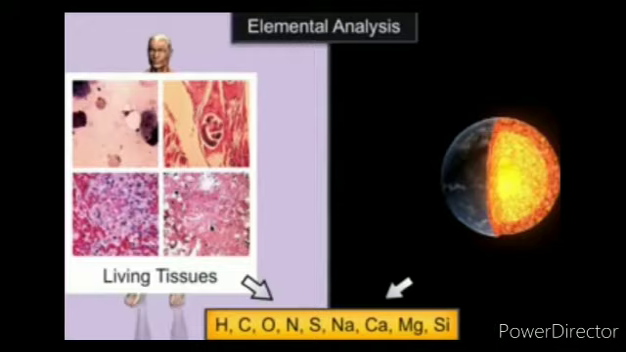All the elements present in a sample of earth crust are also present in a sample of living tissue. However, a close examination reveals that the relative abundance of carbon and hydrogen with respect to other elements is higher in any living organism than in earth crust.